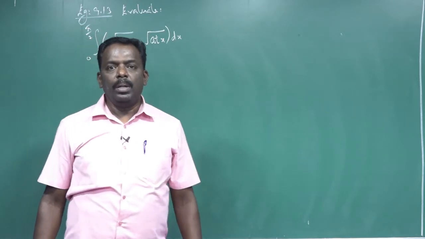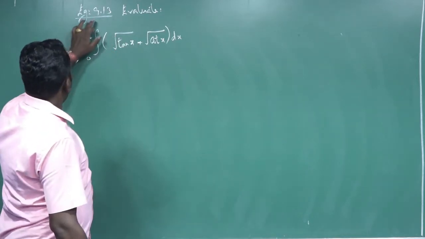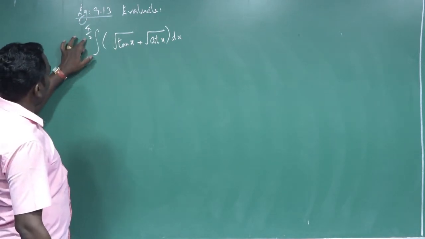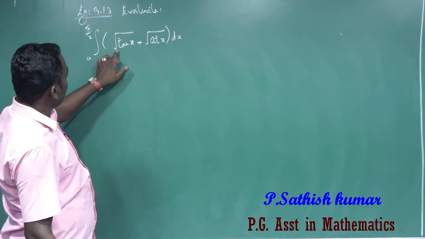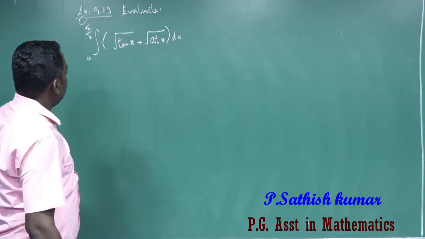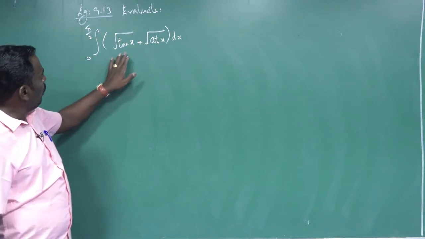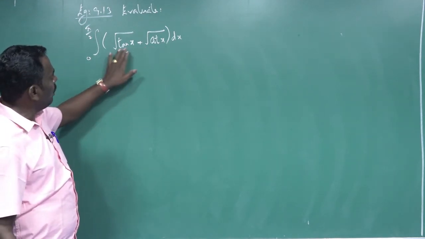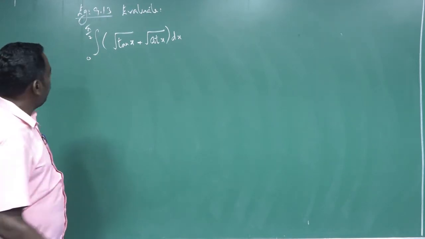Come to next example. 9.13. Evaluate the integral from 0 to pi by 2 of the bracket of square root of tan x plus square root of cot x into dx. So now, first of all, we have to convert tan x and cot x into sin and cos form.